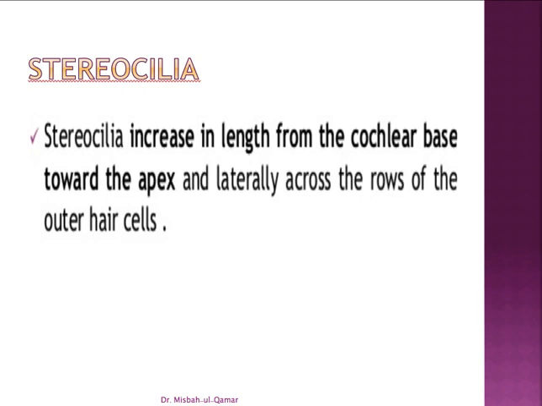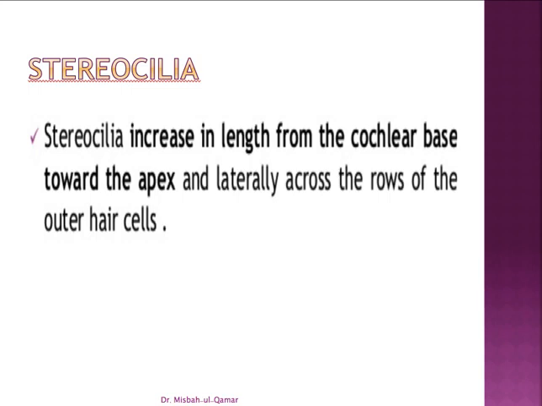I hope that you get a picture of the hair cells and the stereocilia in your mind. So these were the functional units of the cochlea. I told you about the organ of Corti, and very important in the organ of Corti are the hair cells. And we mentioned that there are two types of hair cells, inner hair cells and outer hair cells.